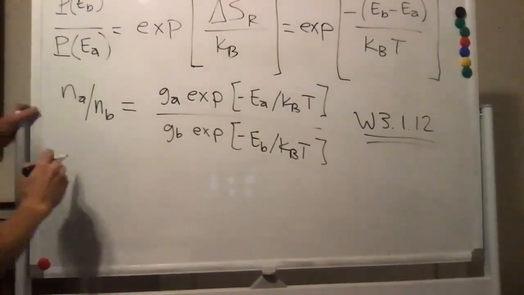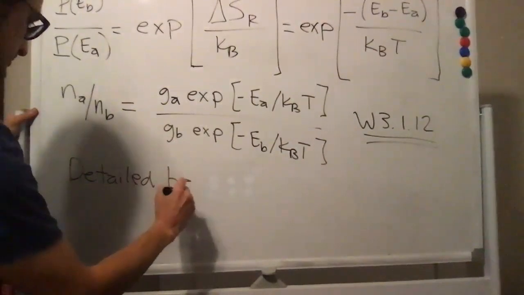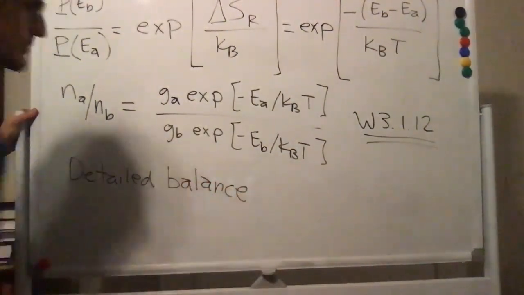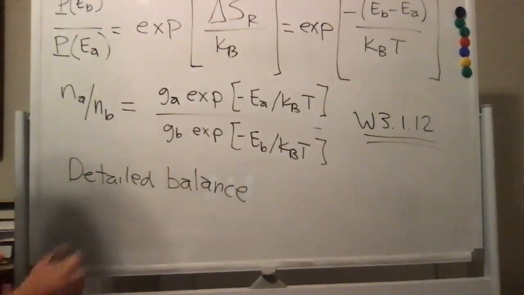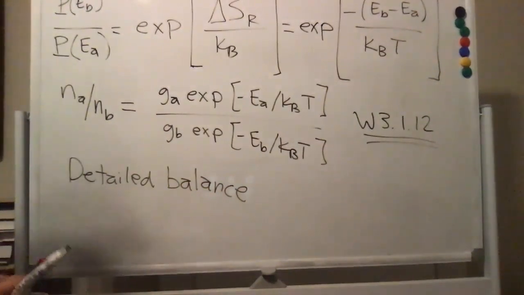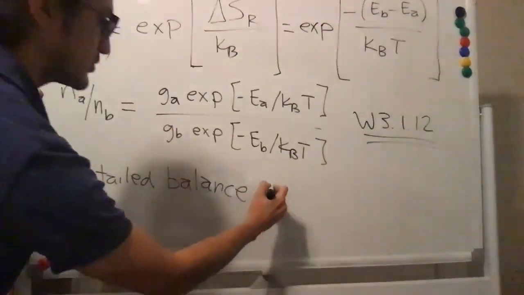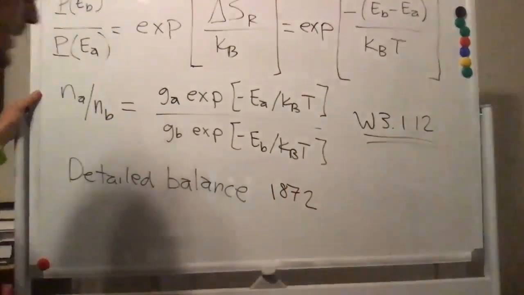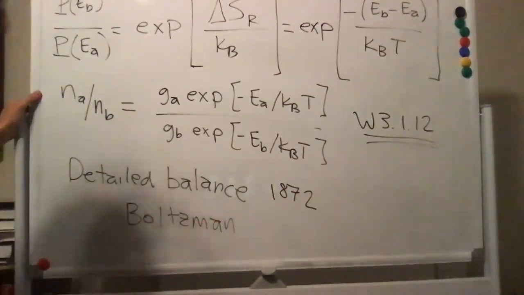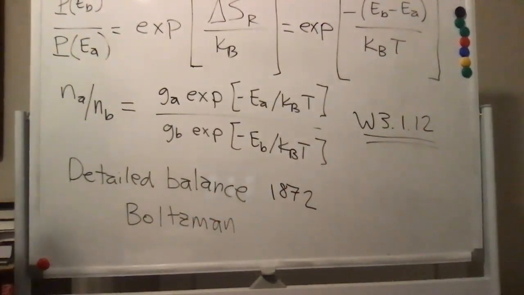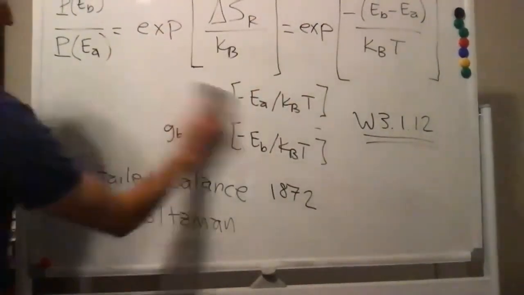So, detailed balance. Has anybody heard about detailed balance before? No. So detailed balance was introduced in 1872 by Boltzmann. So it's pretty simple. So we can put this in the back burner for a little bit.